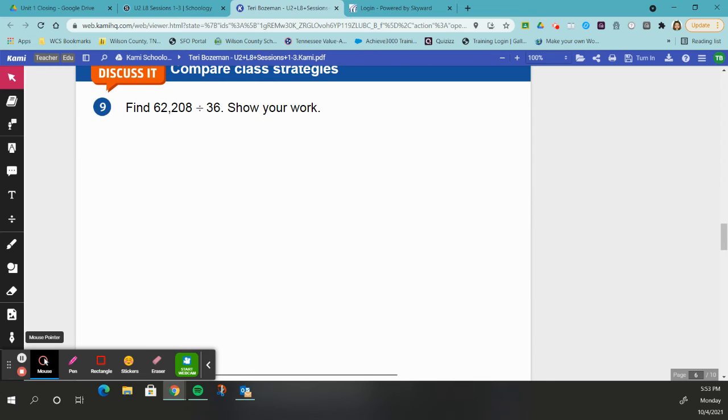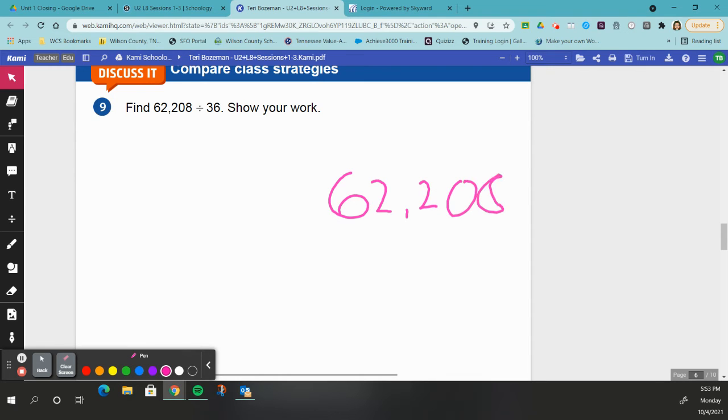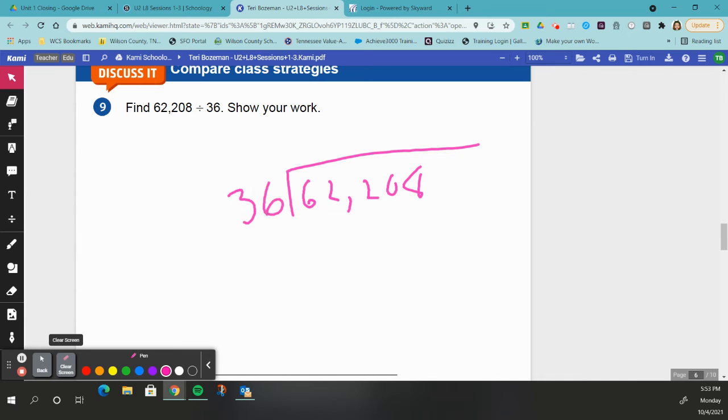All right. You are going to now divide 62,208 divided by 36 and show your work. And what I want you to do is solve this one on your own and then share with somebody at home how you found your answer. So 62,208 divided by 36. And I do want you to try to use that standard algorithm if you can. But if you use partial quotient or even area model, it's not wrong, okay? But we do want to start moving toward that standard algorithm. So try this problem out on your own, share your work with somebody at home, and then come back and check it out on the video.